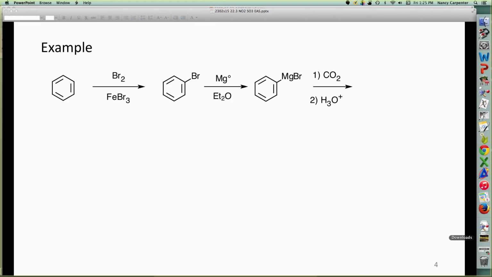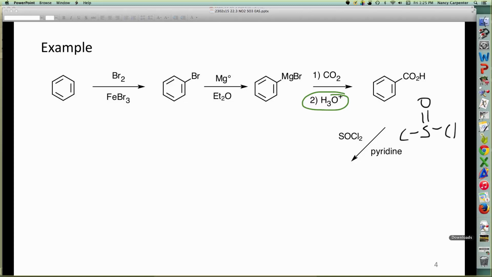There's that electrophile again. So we've got oxygen, carbon, oxygen. We know this guy is a nucleophile. So we're making a carbon-carbon bond. We're making a carboxylic acid. The carboxylate got protonated in the workup. With the carboxylic acid, oh, look at that. Another one of those darn electrophiles. Right there.